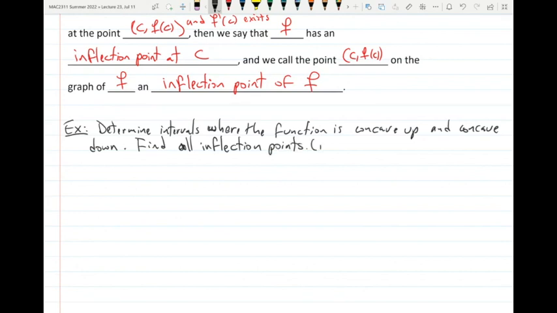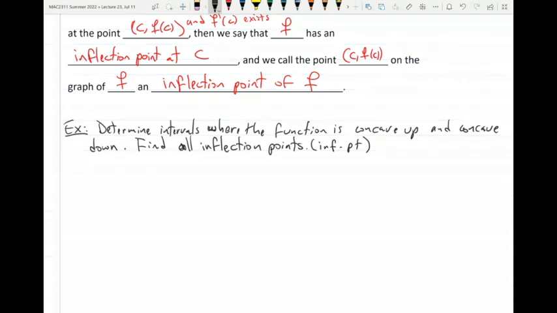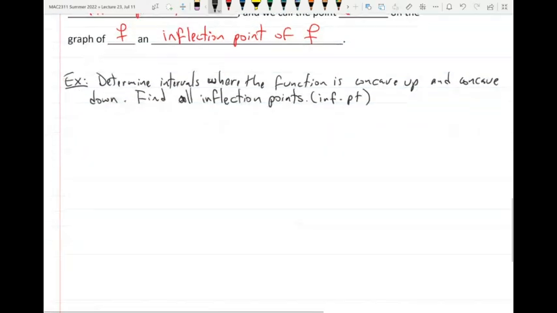Okay, I'm going to abbreviate inflection points by something like this. I could write IP, but IP may stand for too many things. So this is probably something like this for inflection points. Okay. All right. So let's see.